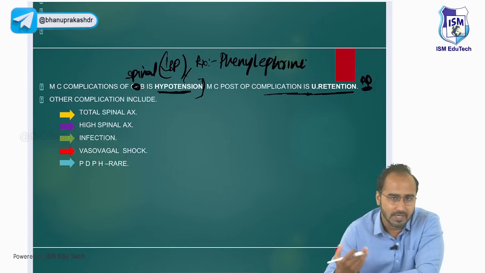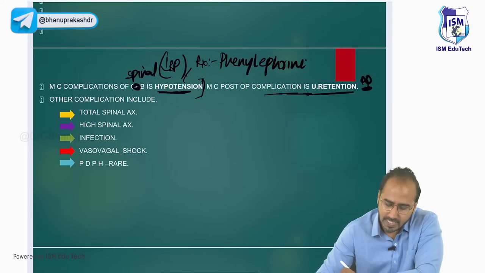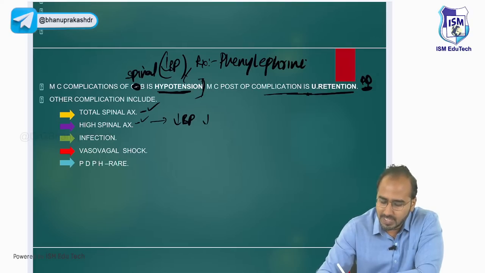Tuohy's needle is used for epidural. While discussing epidural, I'll come to it. Next, other complications of spinal include what? The patient might have total spinal anesthesia. High spinal is characterized by hypotension and bradycardia.